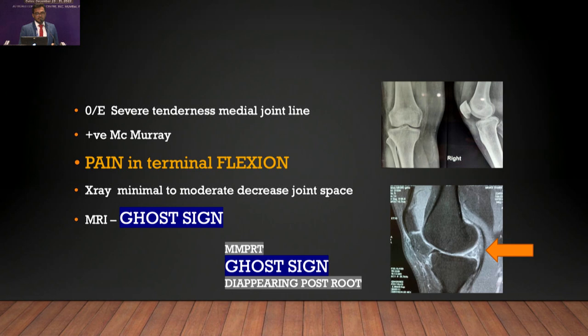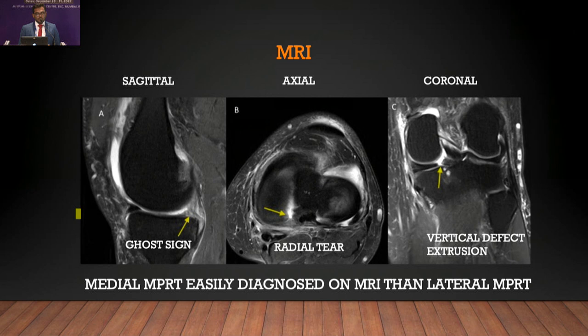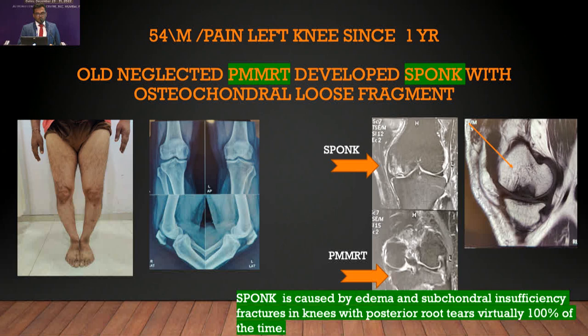Please do order an MRI, and you can appreciate the ghost sign, which represents a posterior root tear. This is how the MRI looks in the sagittal, axial, and coronal images. You see the ghost sign in the sagittal image, a radial pattern in the axial image, and a truncation pattern or severe extrusion in the coronal image. Medial posterior root tears are more easily diagnosed on MRI than lateral meniscal root tears. This is a 54-year-old male patient with pain in the knee since one year. It was an old neglected posterior meniscus root tear that developed into a SPONK lesion, spontaneous osteonecrosis, with a loose fragment. So this is what can happen if you neglect the root tear.